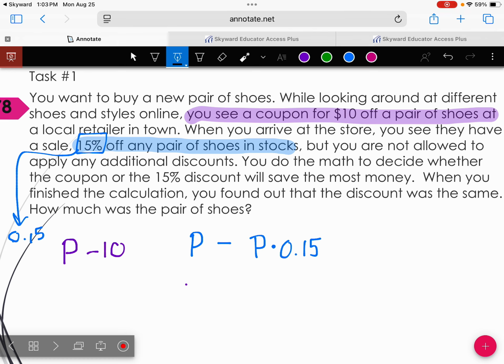So if we want to know when they're the same, that's when we're putting our equal sign. So now that we are into chapter 2, we're going to start having equal signs. And we're going to solve and get all the way down to figure out what this price was.